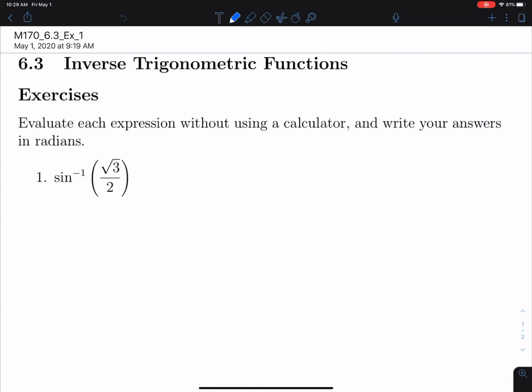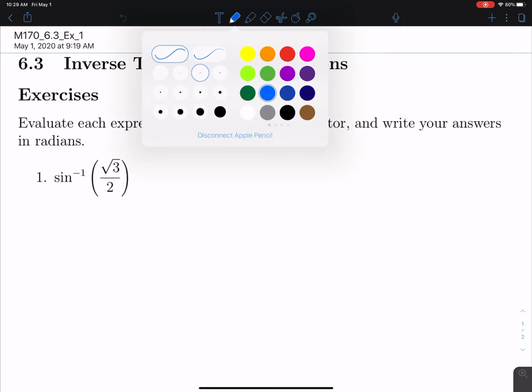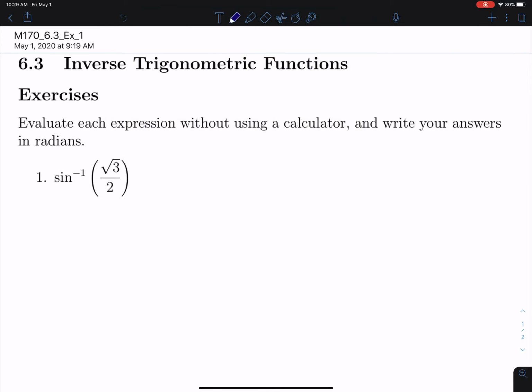Okay, what we're going to do here is find sine inverse of radical 3 over 2. The way I'm going to do this is I'm going to say that's equal to theta, which is the same as sine theta equals radical 3 over 2. That has an infinite number of solutions, but by the definition of sine inverse, the angle must be between negative pi over 2 and pi over 2.